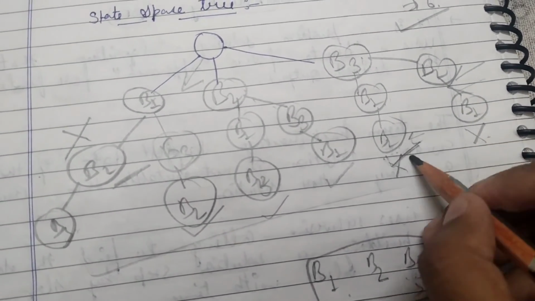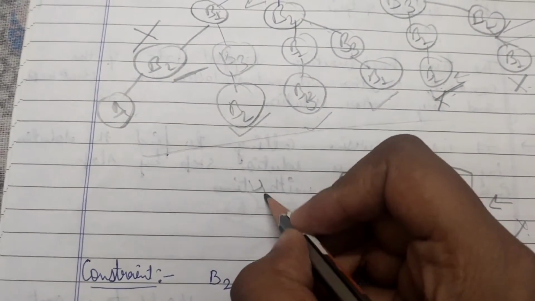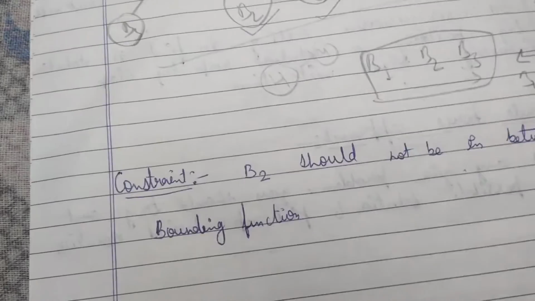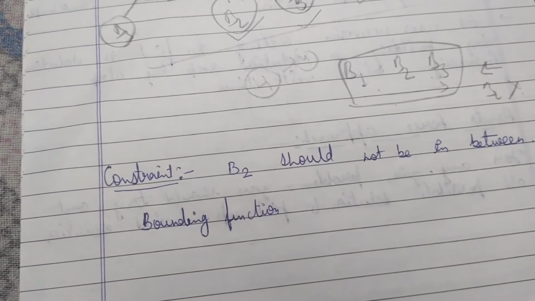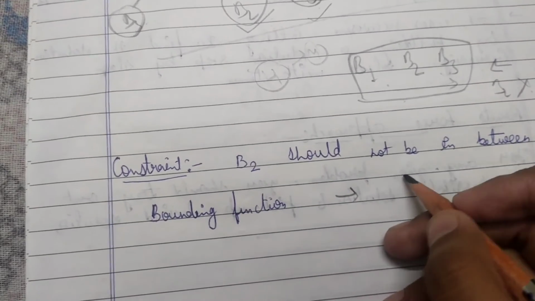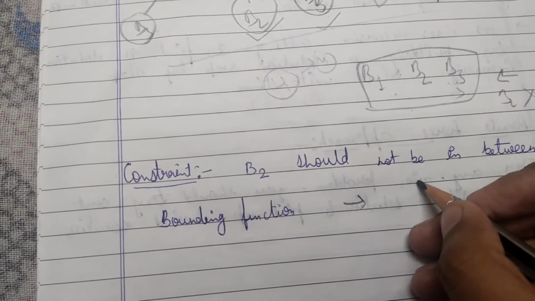So how many answers do we have? 1, 2, 3, 4. Okay, so how many possible answers can we have? 4. So a constraint means we take some kind of condition and bound our function. Bounding function means we don't accept those possibilities which violate the constraint.